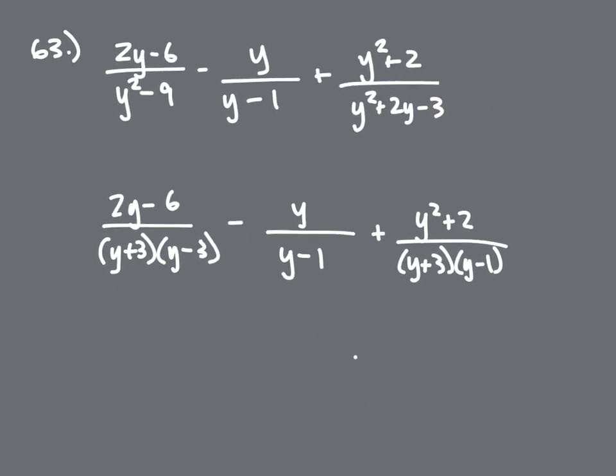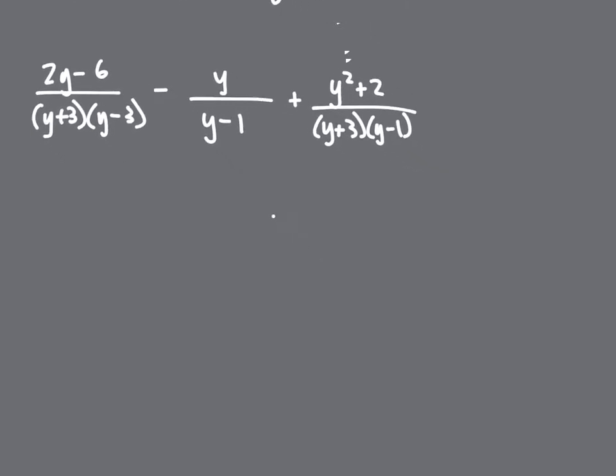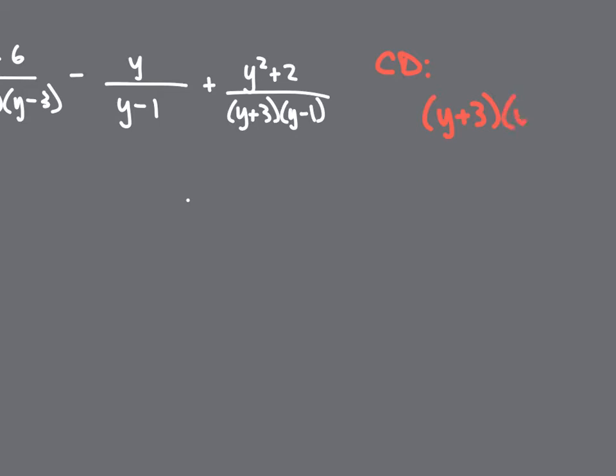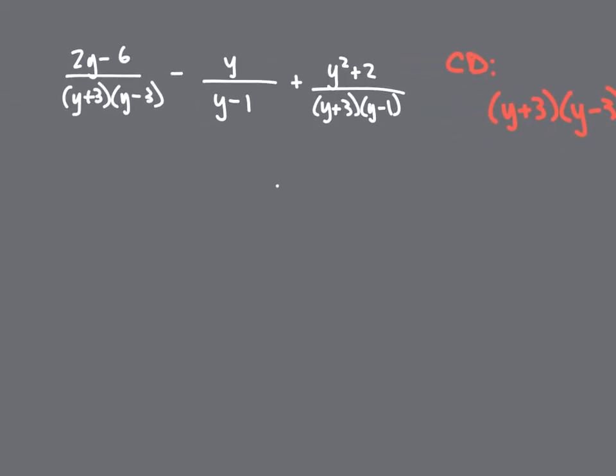Now, once I've factored everything, I want to figure out what my common denominator is, and I'm going to call that CD. What's that value? I want to think about all the different factors that I have. I've got a y + 3 factor here. I've got a y - 3 factor, so I'm going to write that over here, y - 3. And then the other factor that I notice that I have is a y - 1.